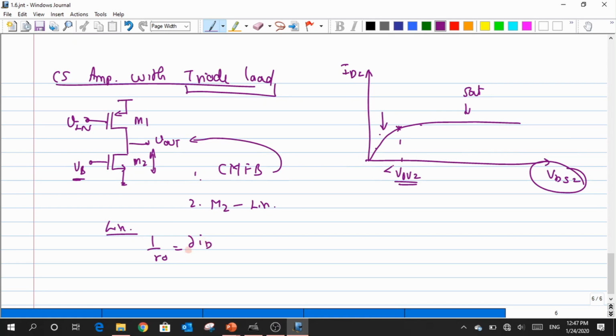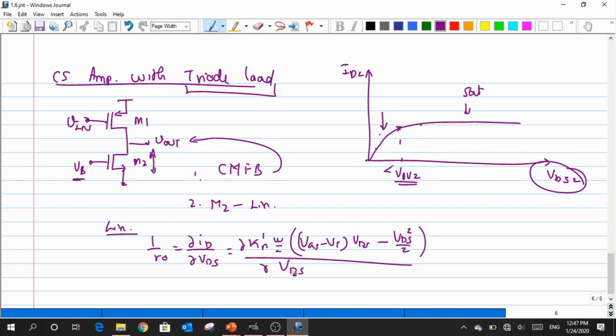So it is ∂ID by ∂VDS. This is the formula that I have to use, right? Now in this case, what current do I have to use? Linear region current. So I'll just use this Kn dash W by L (VGS minus VT) into VDS. This has to be made a derivative.